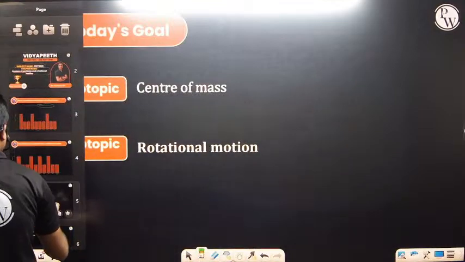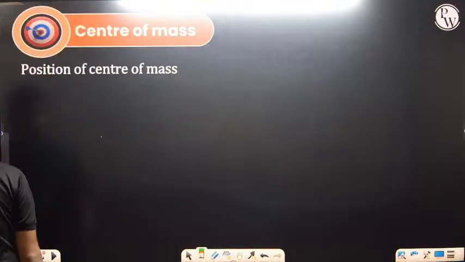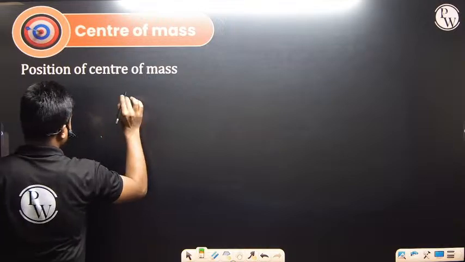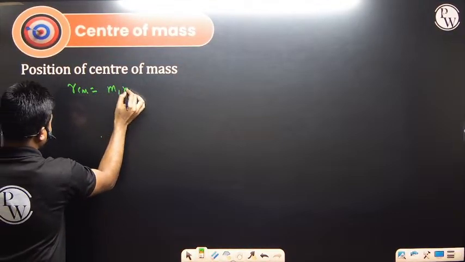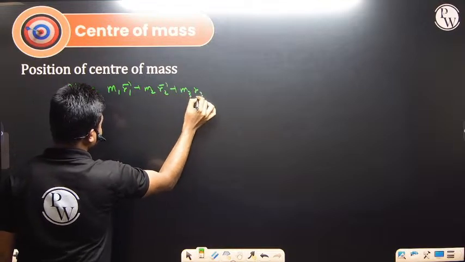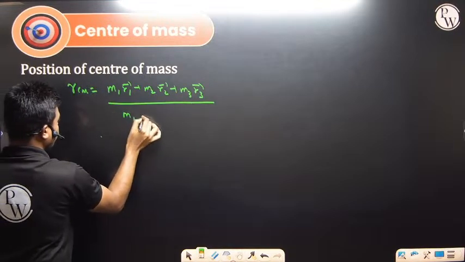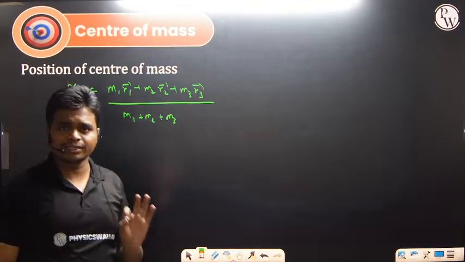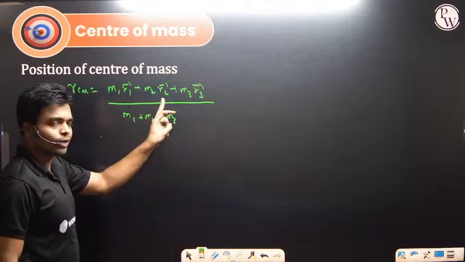If we talk about the center of mass, we have certain topics here. That is the position of the center of mass. For example, different bodies and different points. We define the position of center of mass as RCM, which is M1 R1 plus M2 R2 plus M3 R3 divided by total mass M1 plus M2 plus M3. Here R1, R2 and R3 are the position vectors of the masses M1, M2 and M3.